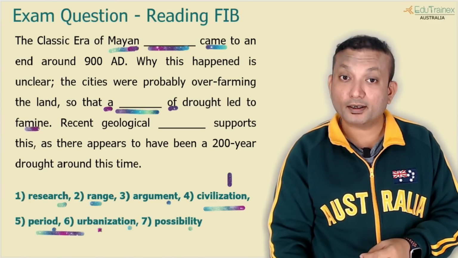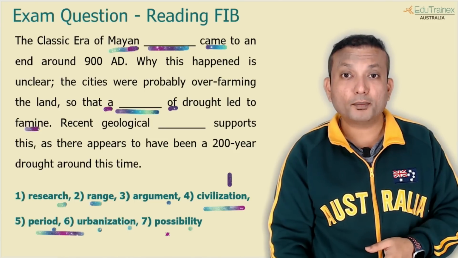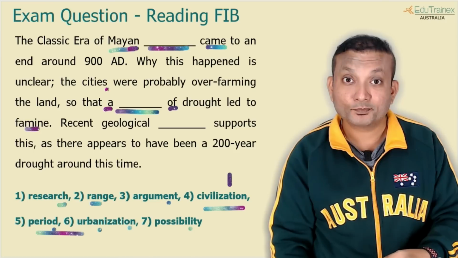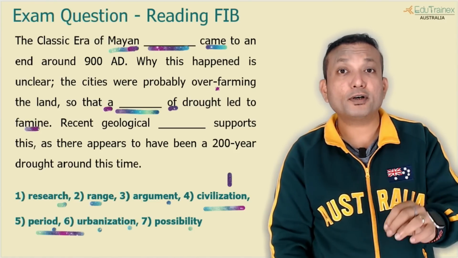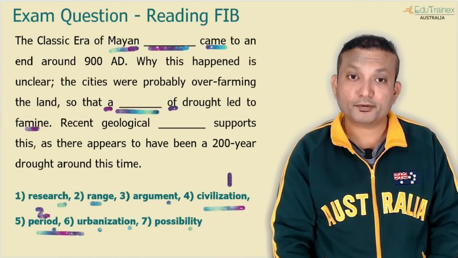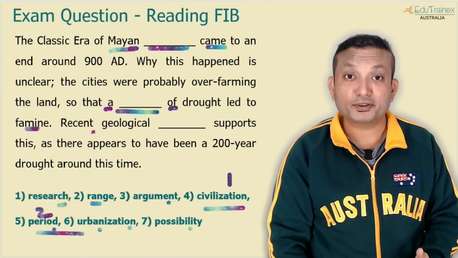Urbanization? Again, urbanization will require "an", not "a". Again, you can eliminate it. A possibility of drought? No, we are not talking about possibility, we are talking about the effects. The cities were probably over farming, and because of that, this happened. So a period of drought is making perfect sense here. Again, grammar will help you, and then use your common sense.